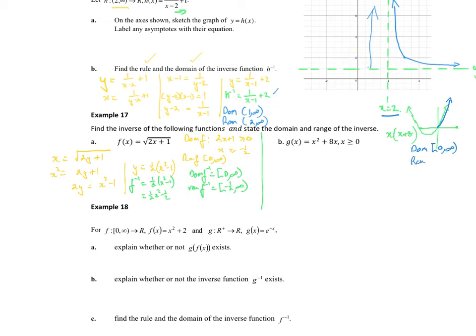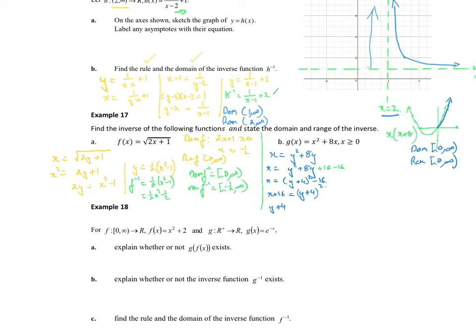And the range is going to be the same. So if I rearrange, I'm going to have x is equal to y squared plus 8y. So now I need to get y on its own, but we've got two representations of y there. So when we do that, I'm going to complete the square, halve it and square it, plus half 8 is 4, 16, minus 16. So now I can write this as x is equal to y plus 4 all squared minus 16. x plus 16 is equal to y plus 4 all squared.